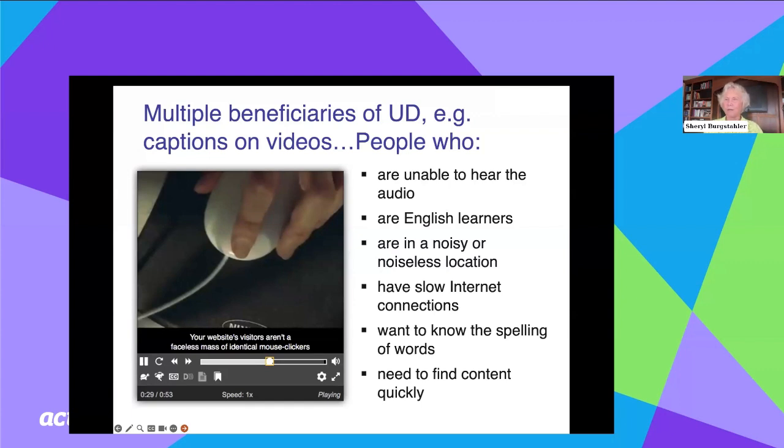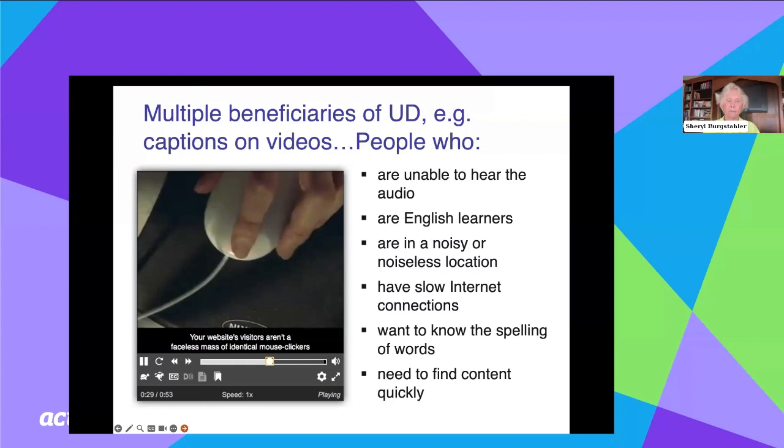I like to watch YouTube videos sometimes when I'm half watching TV when my husband's in the room, and I can turn on the captions and turn off the sound, and I can kind of keep my eye on both things that are going on. Especially if it's a sports game, I can kind of find plenty of time to watch my video. Those who have slow internet connections, who want to know the spelling of words, a lot of us want to know the spelling of words, and those who want to find the content quickly.